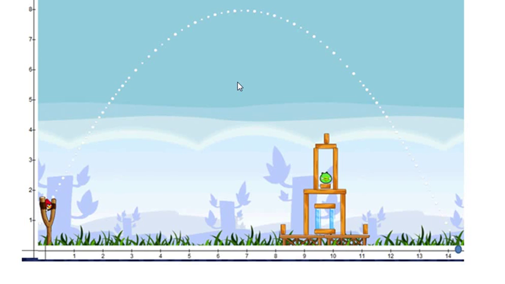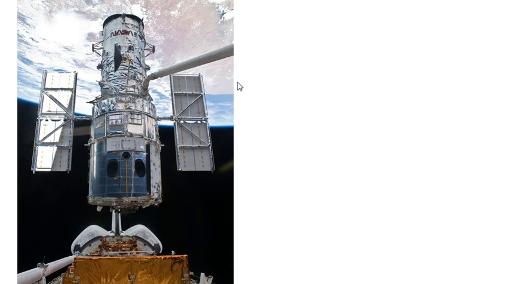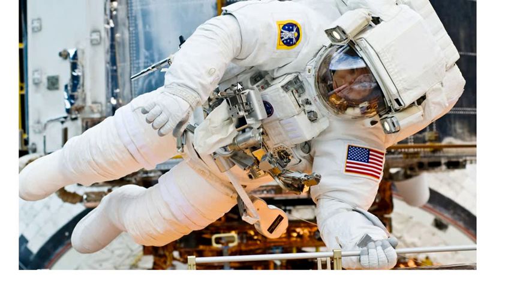Angry Birds, there you go. Flight paths of a thrown object, a launched object, tend to be parabolic. The Hubble Space Telescope, this is kind of cool. Our billion-dollar, actually multi-billion-dollar by now, telescope. And this guy is Andrew Feustel. What's interesting about him is he's an OCC graduate. So when we say you can get anywhere from here, we mean it, right?